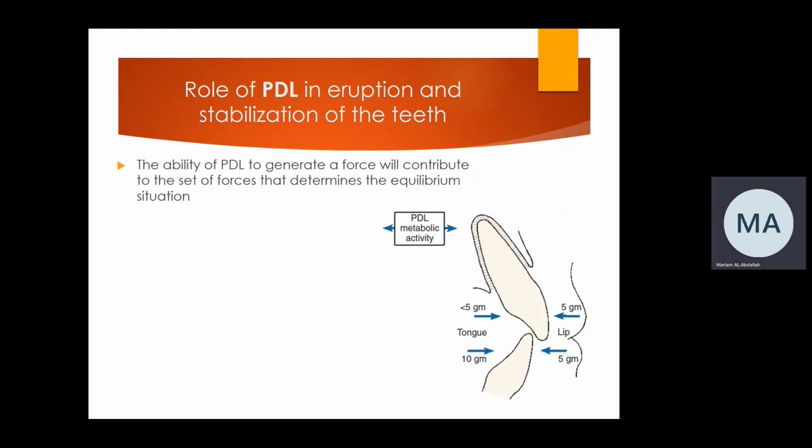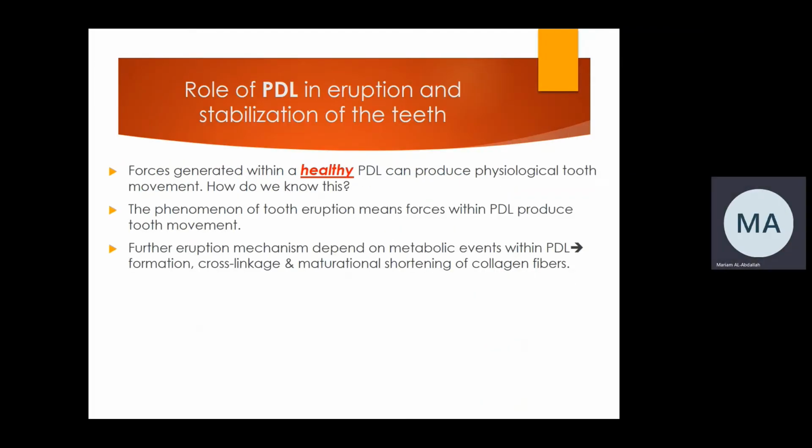Now, the healthy periodontium, as we said, produces an active stabilization of the tooth and produces a certain amount of force that will contribute to the set of forces that determines the equilibrium situation. And we call it the equilibrium zone. Now, forces generated within a healthy periodontium can produce physiologic tooth movement. How is this possible? So it does not only stabilize the tooth position, but in certain circumstances, it will produce physiologic tooth movement. This is clearly seen in the phenomenon of tooth eruption.